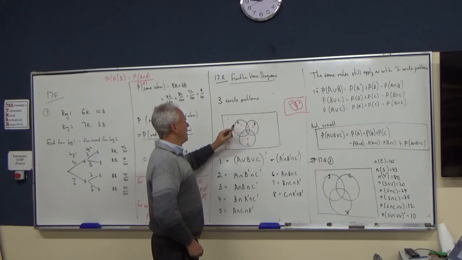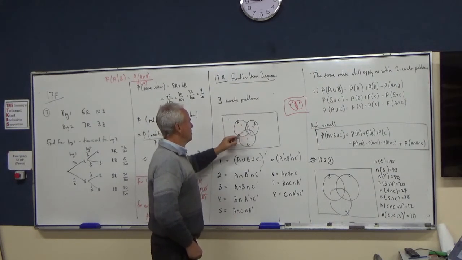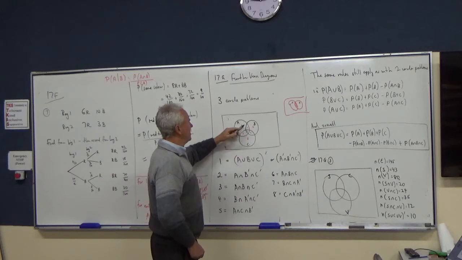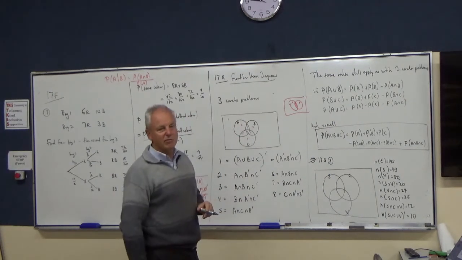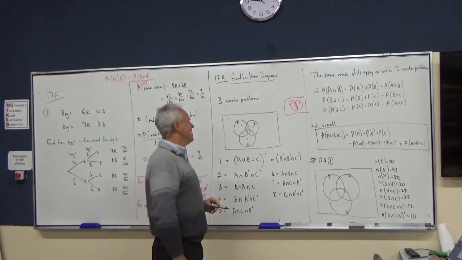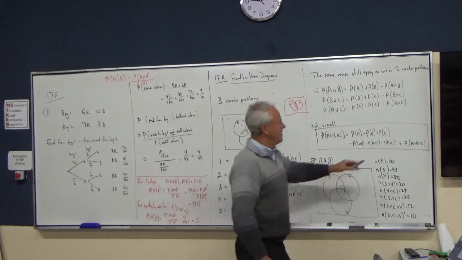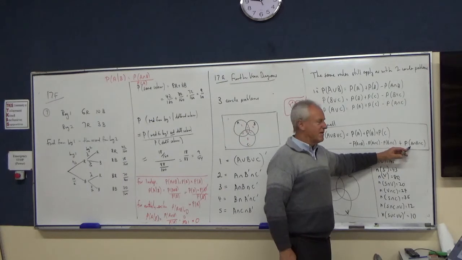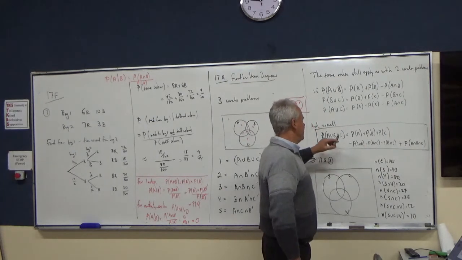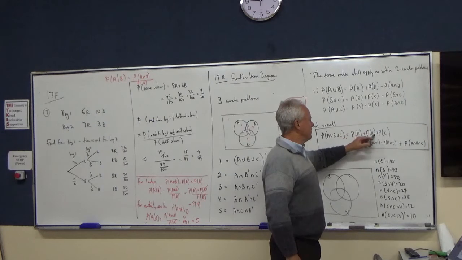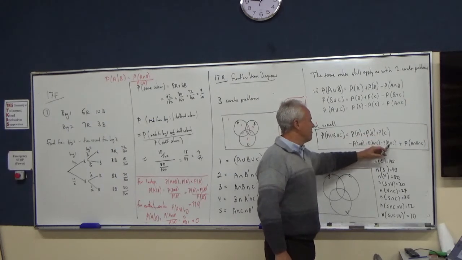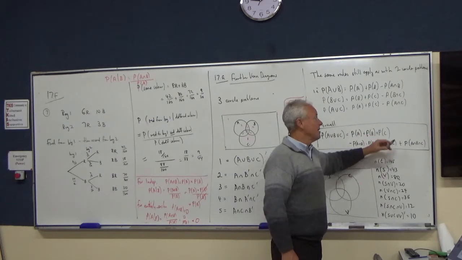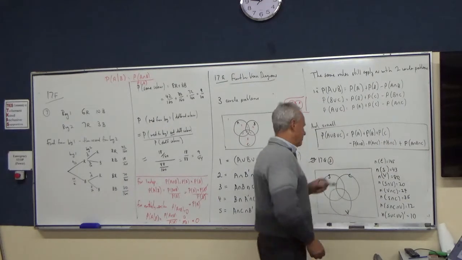What's happened here? I've counted it once in A, once in B, once in C. I've taken it away once here and another one here and another one here. So overall I've had it 3 times, taken it away 3 times. It's not included, and therefore I need to add that on at the end. Okay? So the A union B union C is the A plus the B plus the C minus each of the pair intersections plus the little bit in the middle.